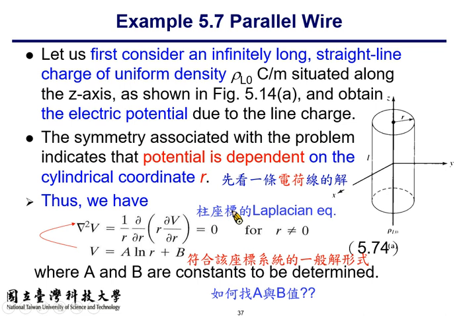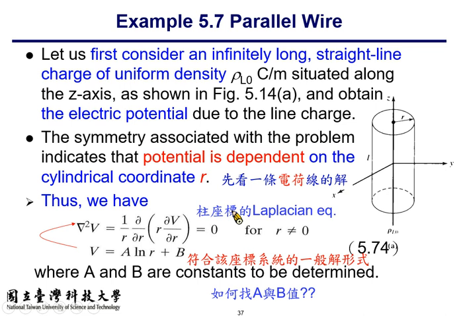Here we have an infinitely long straight line with uniform electrical line charge density, rho sub L0. Because of the geometry, we can think of the line as placed along the z-axis. Because of the symmetric geometry, the problem can be described in the cylindrical coordinate system. So the corresponding Laplacian equation looks like this.